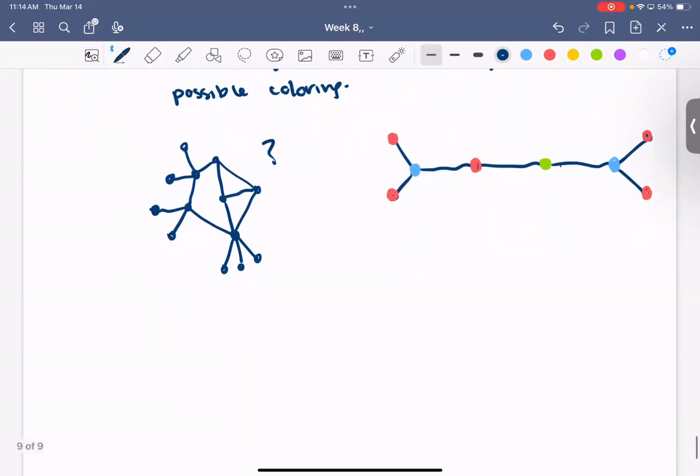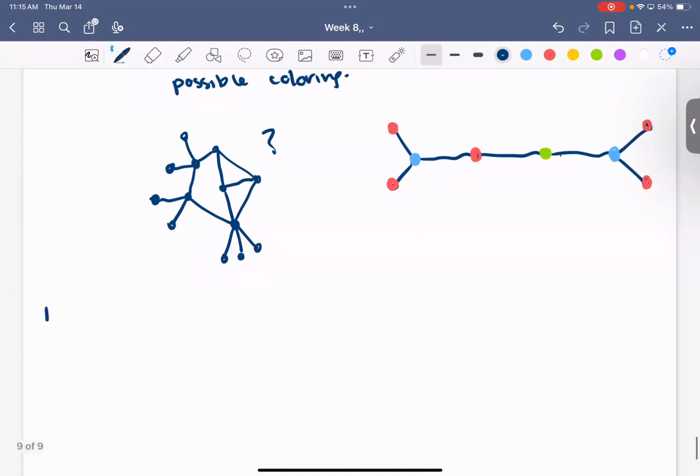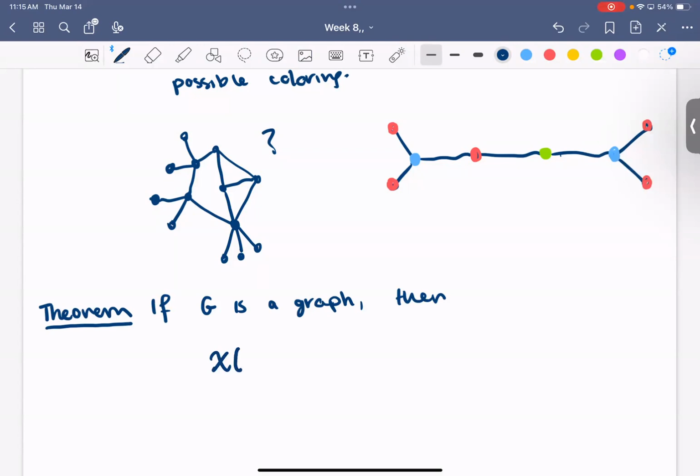Okay, so let's do another upper bound, and this one is non-constructive, so we won't have a description of how to color the graph that way. Let's see how that argument looks. So this is a theorem. If G is a graph, then we have the following upper bound: chi(G) is less than or equal to 1 plus the maximum over subgraphs H of G of the minimum vertex degree in H.